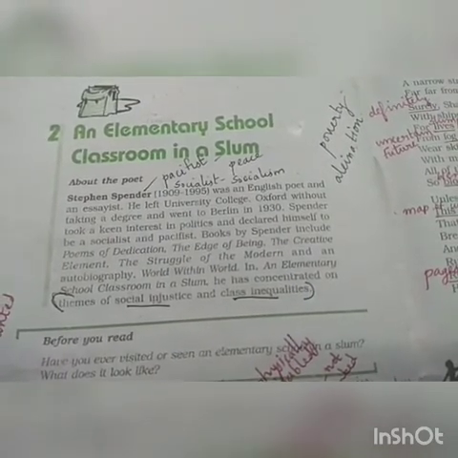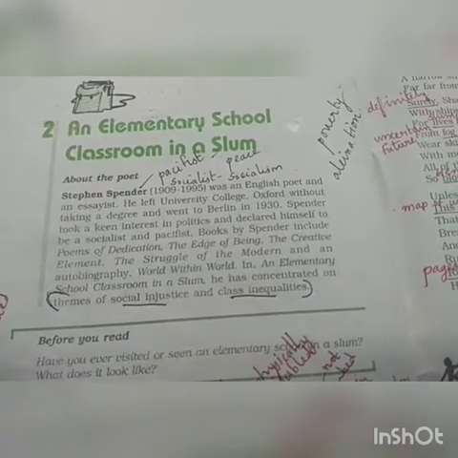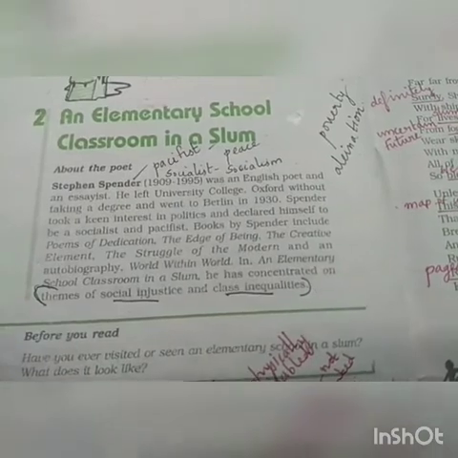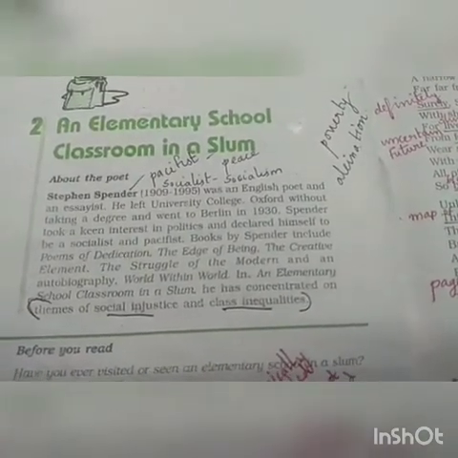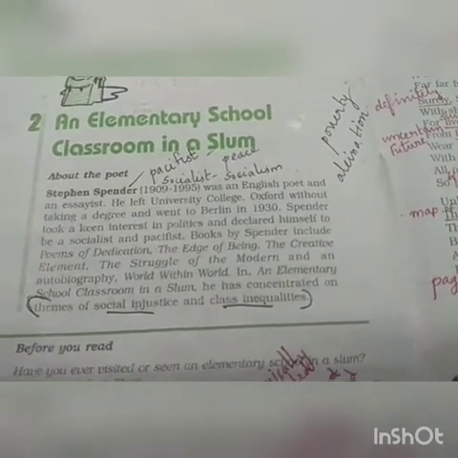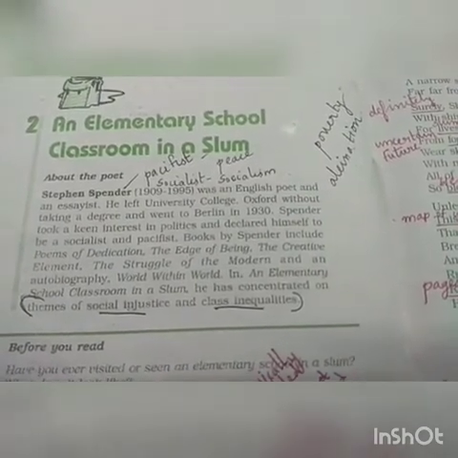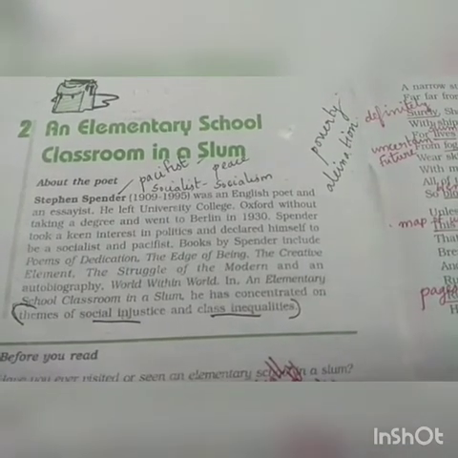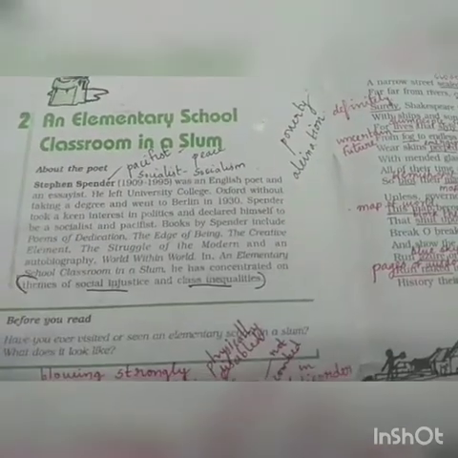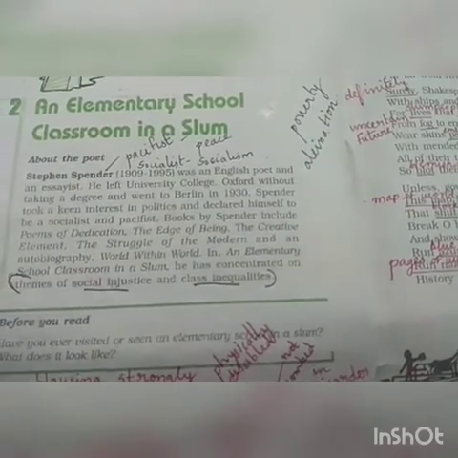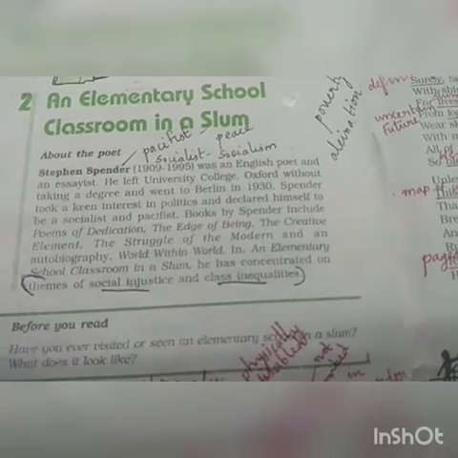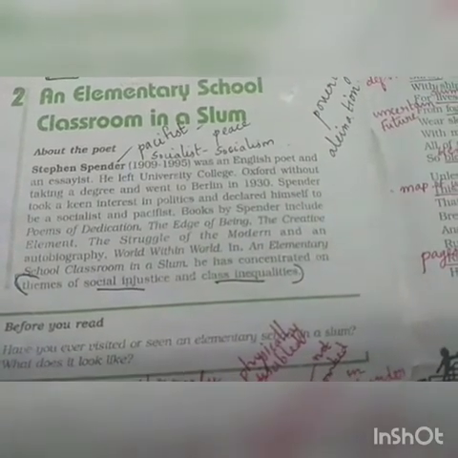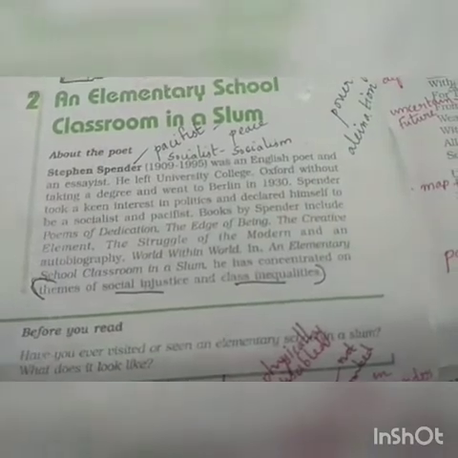Okay, it's a poem written by Stephen Spender, who was a pacifist and socialist. And this poem is concentrated on the themes of social injustice and class inequalities. Okay, children, from the title itself, we will understand that the setting of the poem is an elementary school classroom in a slum. An Elementary School Classroom in a Slum by Stephen Spender pictures a classroom in a slum, highlighting the plight of the children and the themes of social injustice and inequalities.